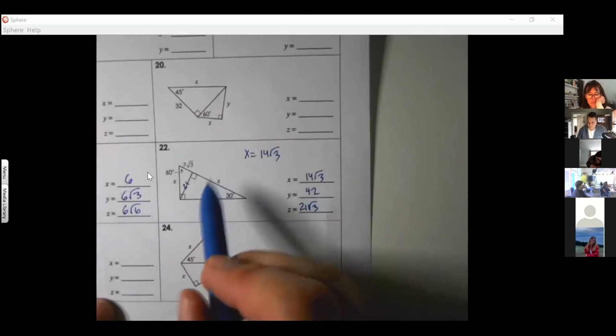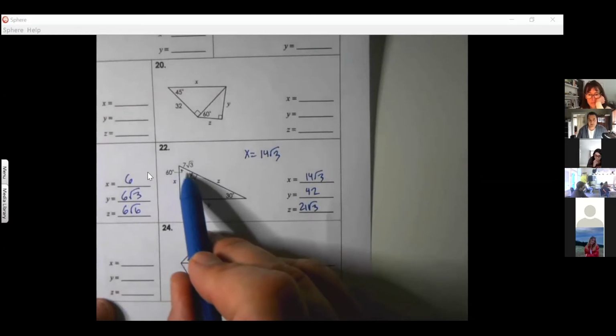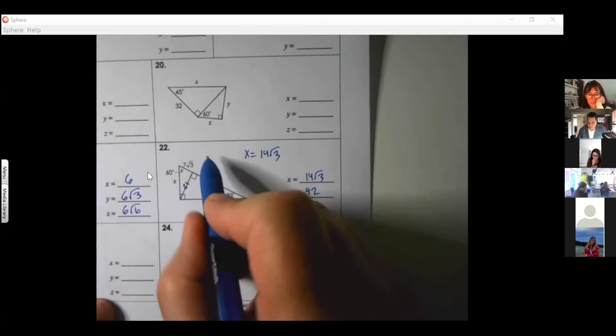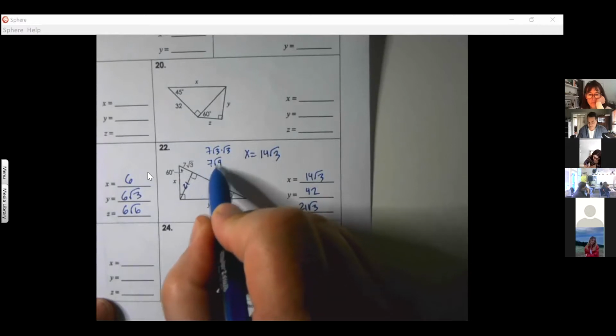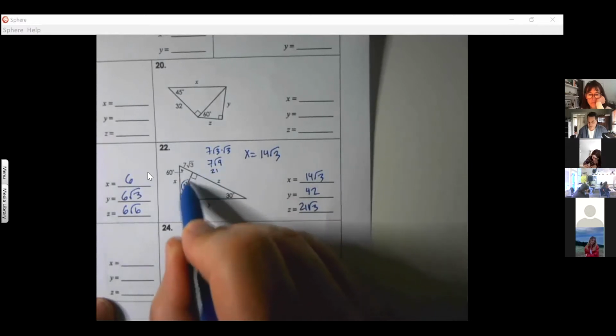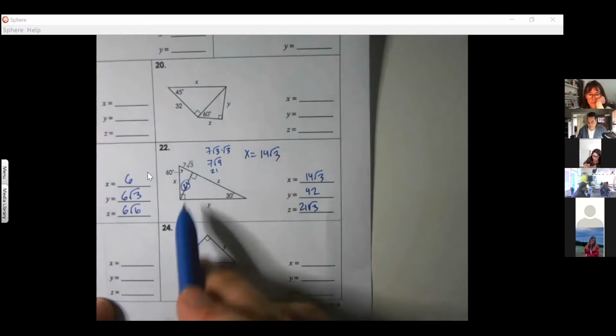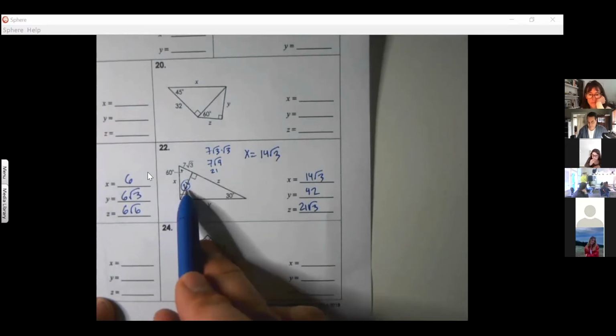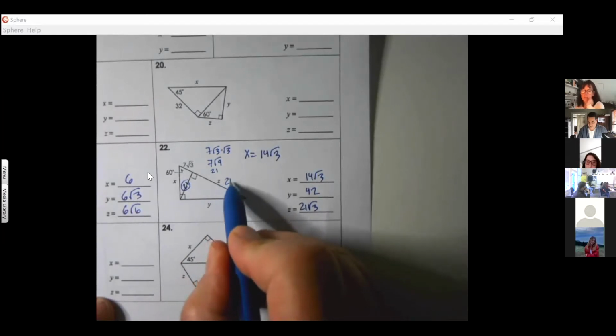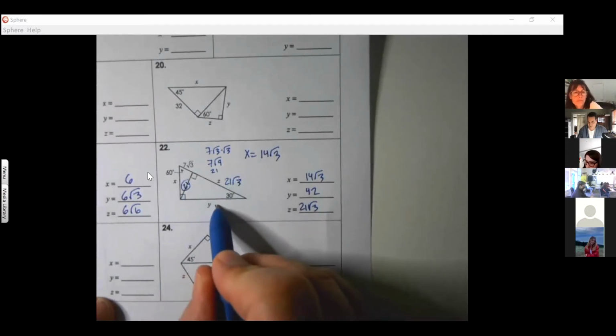For number 22, if 7 root 3 is your starting point, that's your side opposite 30, you multiply it times root 3. 7 root 3 times root 3 is 7 root 9, which is 7 times 3, which is 21. So this side is 21. And then that's the starting point for this 30, 60, 90 triangle. So over here, this would be 21 root 3, and this would be 42.